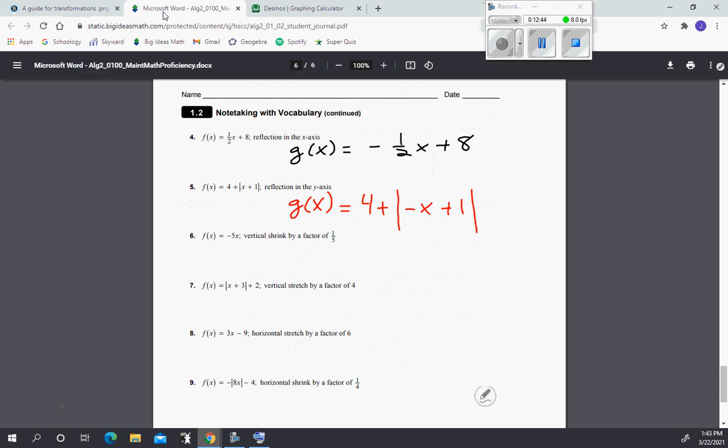Okay, so we're going to take g of x is going to equal, well, it's negative 5, but that's going to be multiplied by 1/5. And then we're going to have x. We want to change that. We want to shrink it by 1/5. Well, do simple math here. What's negative 5 times 1/5? 5's cancel. We're left with negative 1. So g of x equals negative x. Done.